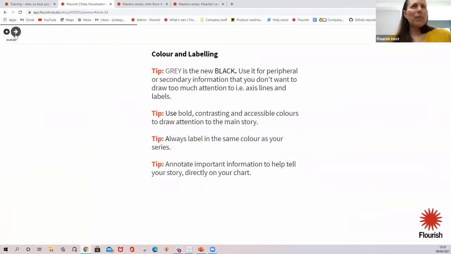So just to round up some top tips, grey is the new black. You should definitely use it for peripheral or secondary information and things that you don't want to draw too much attention to, but you still want it there for information like grid lines, axis labels, and so on. Use bold, contrasting and accessible colours to draw attention to main things in your story. Always label it in the same colour as your series, and use annotation. Again, don't write all over your chart, but simple, short, concise annotation to help focus people on specific areas or points in your story.